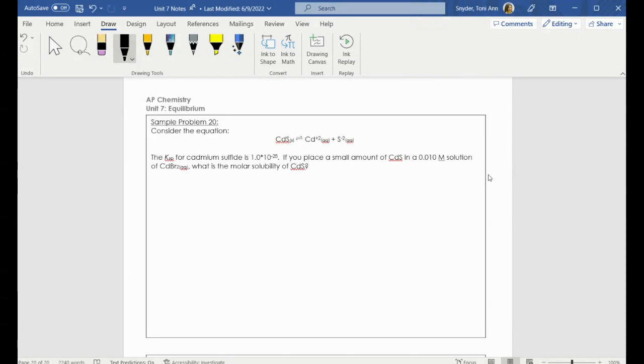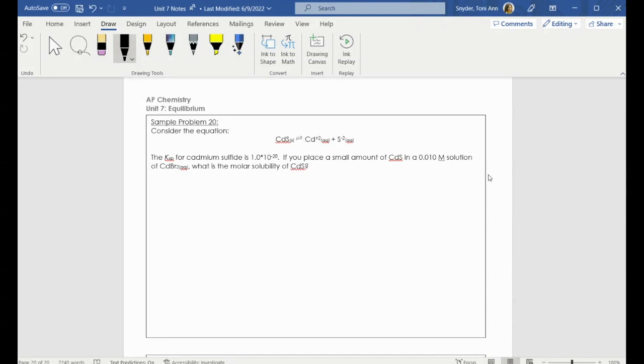So let's try sample problem 20. Consider the equation. I have the dissociation of cadmium sulfide here. The Ksp is 1 times 10 to the negative 28th. If I place a small amount of cadmium sulfide in a 0.010 molar solution of cadmium bromide, what is the molar solubility of cadmium sulfide?